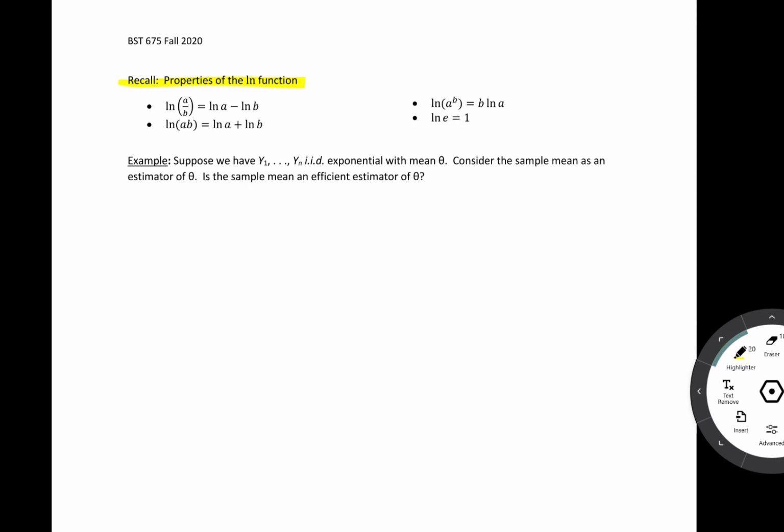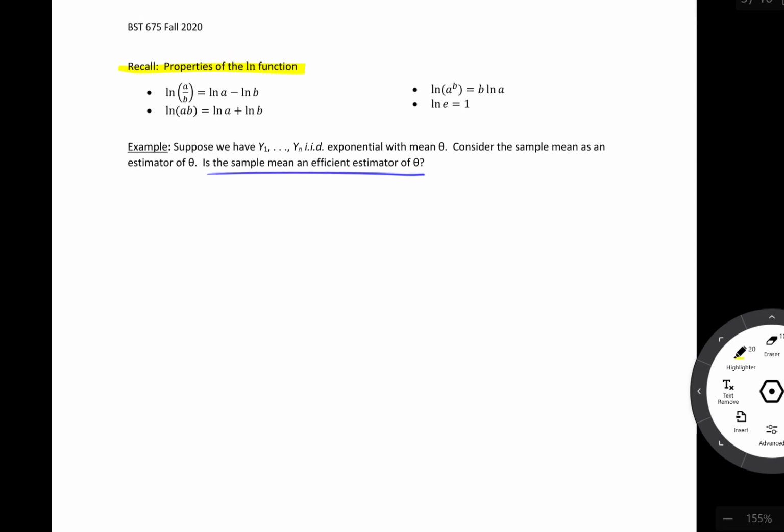So next we're going to suppose that y1 through yn are IID exponential with mean theta, and we're going to consider the sample mean as an estimator of theta. And so our question is, is the sample mean an efficient estimator of theta? And we can show this by using the Cramer-Rao lower bound. So as an example, we're going to see what happens.